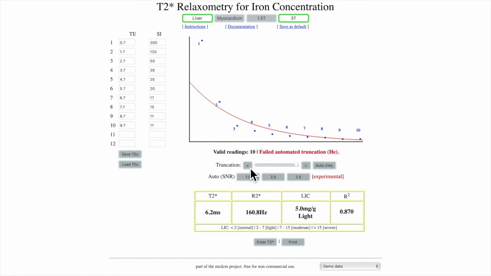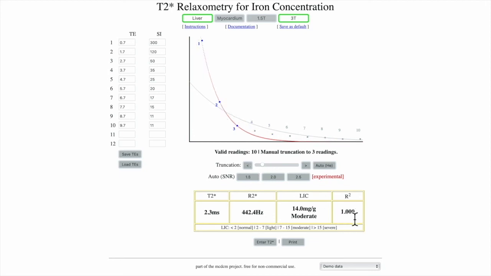Here we are going to decrease one data set at a time. You can see this manual truncation to 9 readings. Then when you decrease it, your R2 value keeps on increasing. The T2 star value currently is 5.1, which is considered as a mild iron overload. So when we keep truncating, the R2 value increases. 0.92 R2 value is still not sufficient. We need more than 0.98.